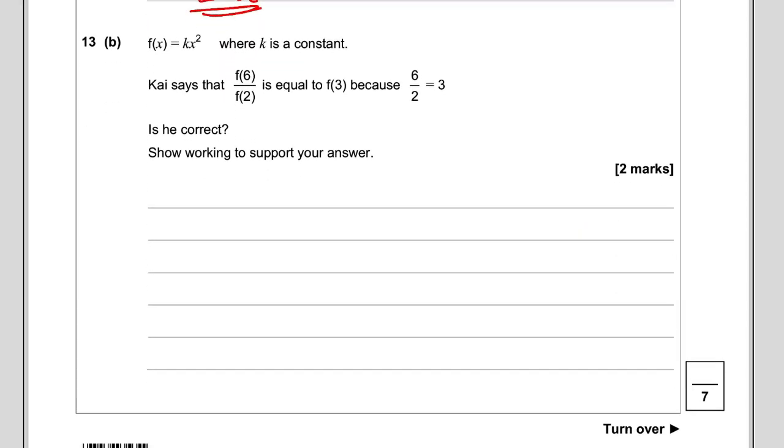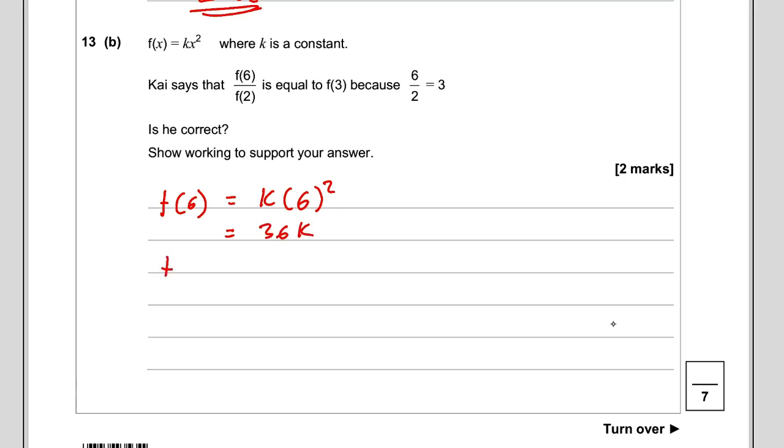Part B. The function f of x is equal to kx squared, where k is a constant. Kaya says that f of 6 divided by f of 2 is equal to f of 3 because 6 divided by 2 is equal to 3. Is he correct? Show working to support your answer. That's not really how functions work. So I will actually work out the value of f of 6, which is going to be equal to k times 6 squared, so 36k.